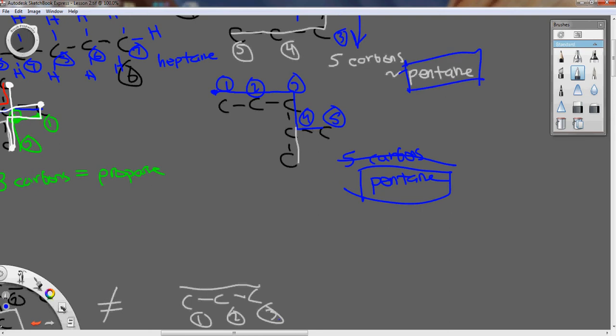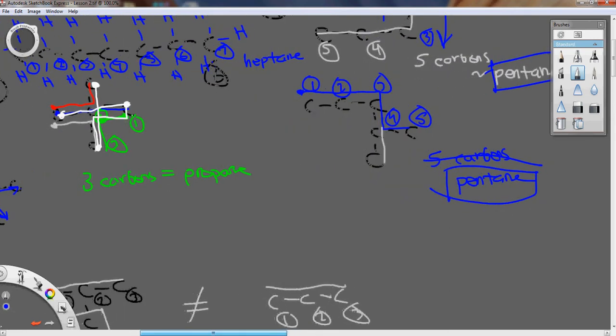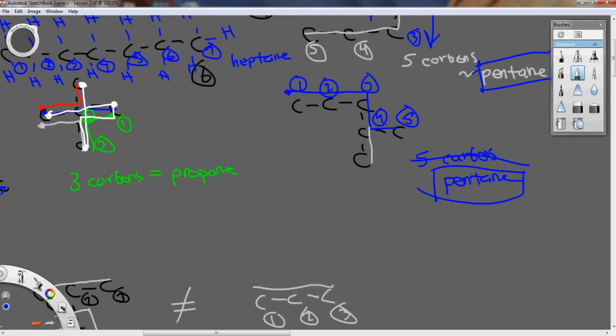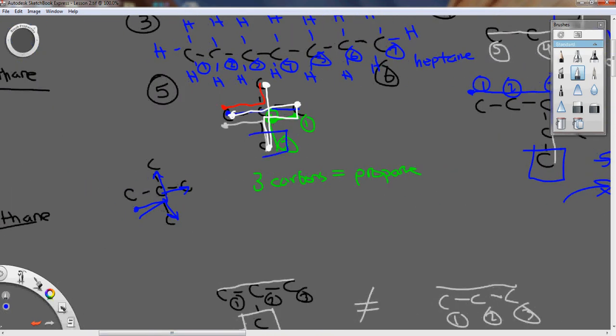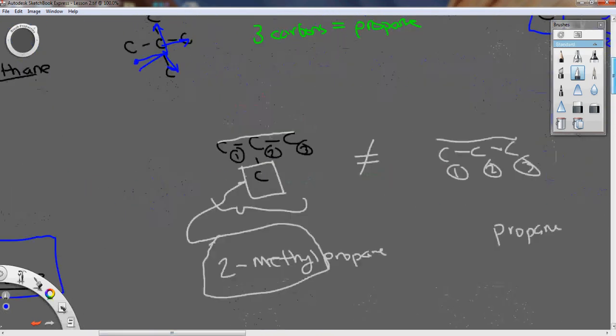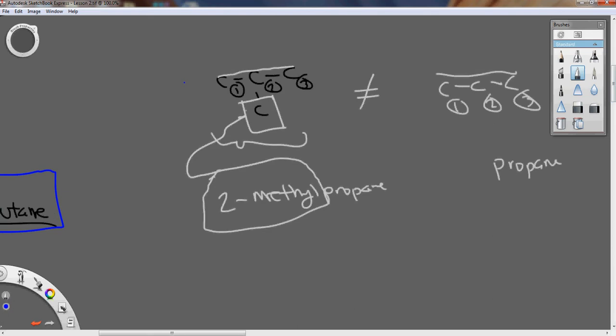Alright, so in today's video, what you'll be learning is how this extra carbon would influence the name, how it affects it, and here's another one. I went into it a little bit over here, and how I call this 2-methylpropane instead of just propane. Alright, so let's get started on learning how to name it when there are several branches from the main path.